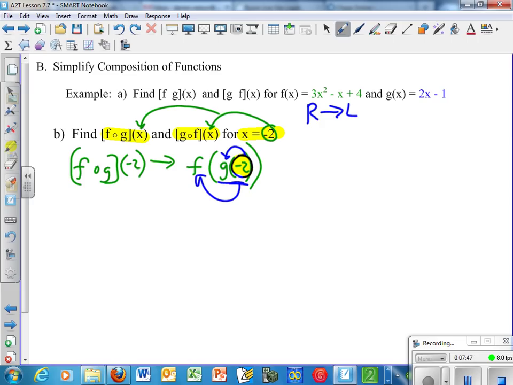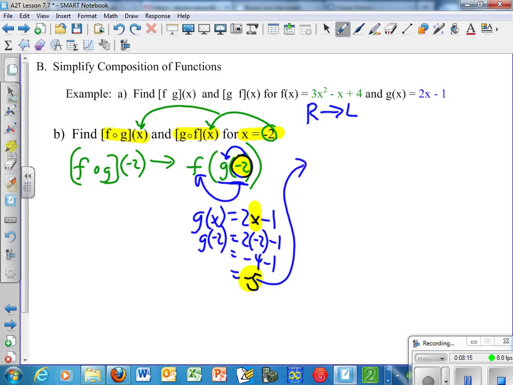So here's what I mean. I'm going to start with g, and I'm going to plug negative 2 in. So g of x is 2x minus 1. So I want to find g of negative 2. So I plug negative 2 right in here. So it's 2 times negative 2, subtract 1, negative 4, subtract 1, and that outputted negative 5. Now I take negative 5, and I did negative 2 into g. Now I'm really finding f of negative 5.